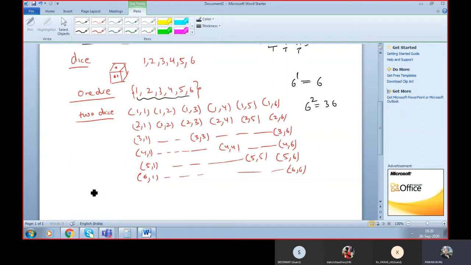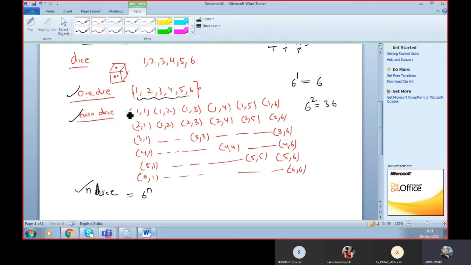Similarly, if somebody asks you, if you throw n dice, n number of dice, how many sample spaces are possible? That is 6 raised to the power n. So this is how you can understand the total number of sample spaces that can be generated when we throw one dice, two dice, and n dice.